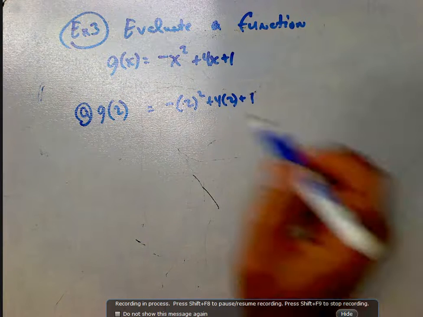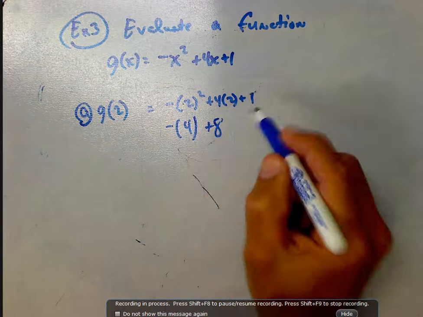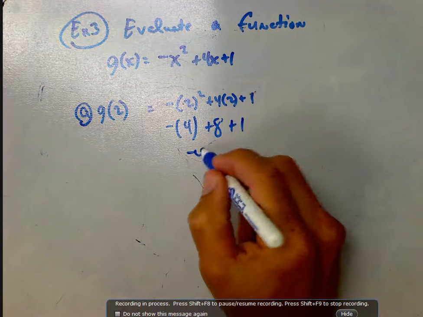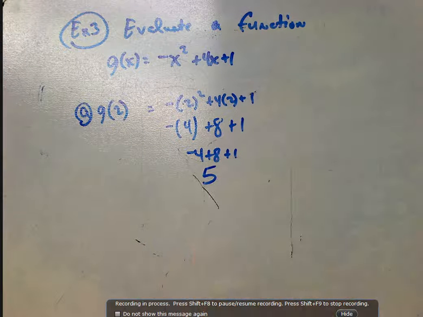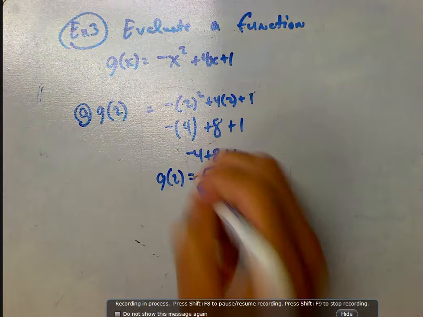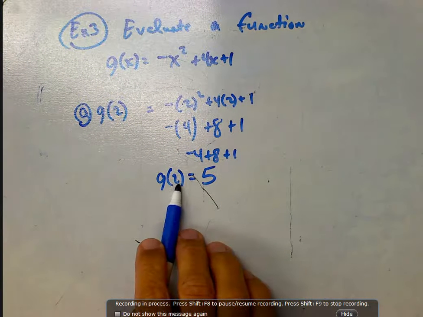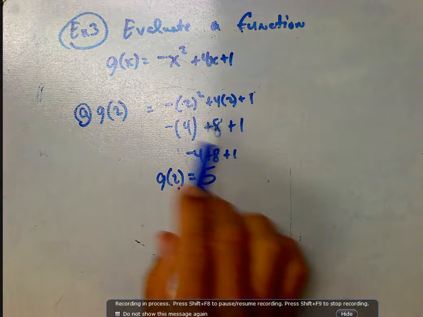So this makes negative 2 squared is 4. 2 times 4 is 8 plus 1. Negative 4 plus 8 plus 1, which is going to be 5. So g of 2 equals 5. I do not divide by 2. It does not mean that. This is the same as y equals, and the 2 is the number I put in for x.